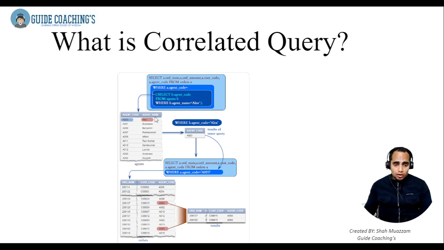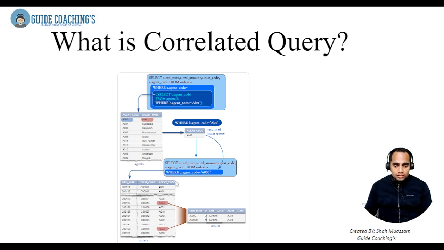Now it goes here to the agents table, it searches for the name Alex, and once it is found, it takes the agent code and keeps that result in this query. Then it is taken as an input for the outer query where agent code equals A003, and then it executes the outer query.